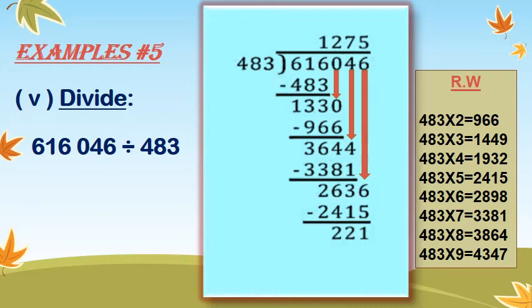Here is an example number 5. Let's divide 616,046 by 483. So first write the table of 483 in rougher column. It helps to divide the given number.